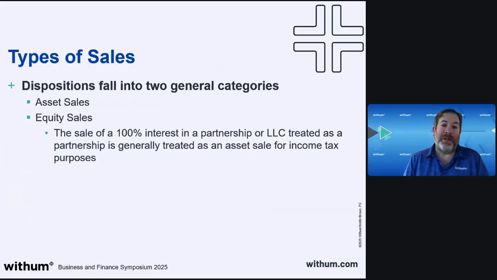So dispositions generally fall into two categories: asset sales and equity sales. Although we should note that the sale of an interest in a partnership or LLC treated as a partnership is generally treated as an asset sale for income tax purposes. Now, for legal purposes, that is still an equity sale. Whoever the buyer is, they've bought the equity, they've bought those units, they step into the shoes of the seller. But for tax purposes, that transaction is treated as if the buyer bought all of the assets of the partnership or LLC, and they get a step up in basis in that transaction. So moving to the next slide.